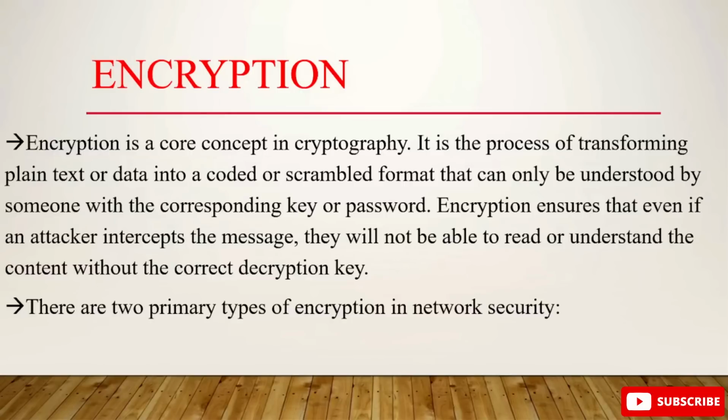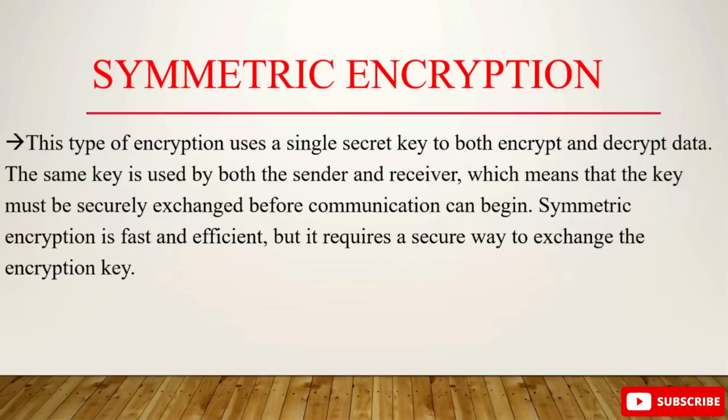There are two primary types of encryption in network security. First is symmetric encryption. This type of encryption uses a single secret key to both encrypt and decrypt data. The same key is used by both the sender and receiver, which means that the key must be securely exchanged before communication can begin. Symmetric encryption is fast and efficient, but it requires a secure way to exchange the encryption key.